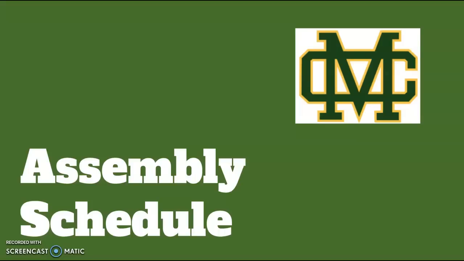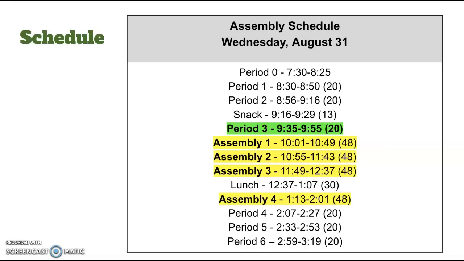We will first speak about the assembly schedule. You will begin 0 period if you have one. If not, attend first period, second period. We will have a snack, and then you will meet in your third period class. After third period, you will attend all assemblies with your third period teacher. Assembly 1, 2, and 3, followed by lunch, and then you will meet your teacher at assembly 4 before proceeding to 4th, 5th, and 6th period.